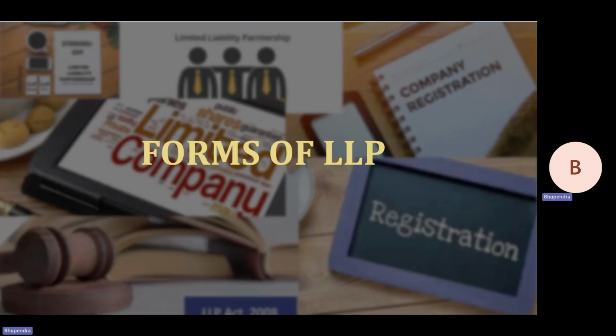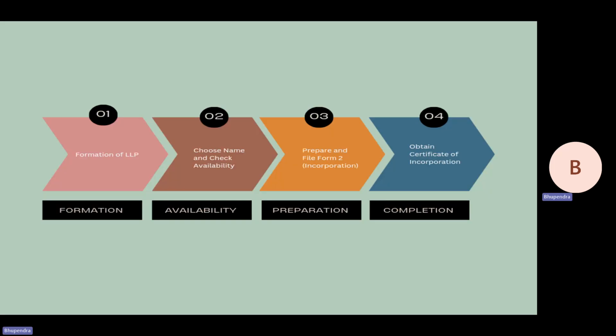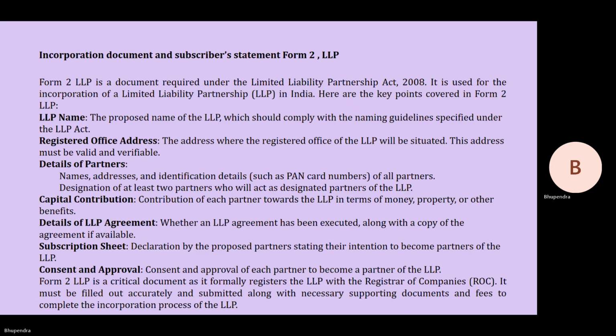Now moving further, we'll run through the forms of the LLP. First is based on the formation of the LLP. Next will be based on the availability. Now third will be based on the incorporation and fourth, the certificate of incorporation. We'll first run through Form number 2 of the LLP.